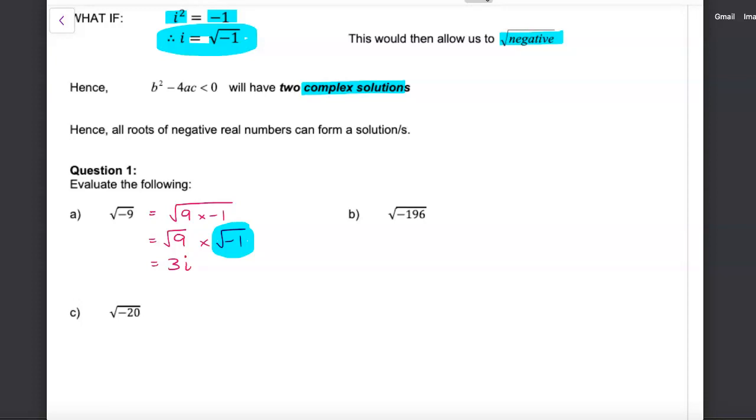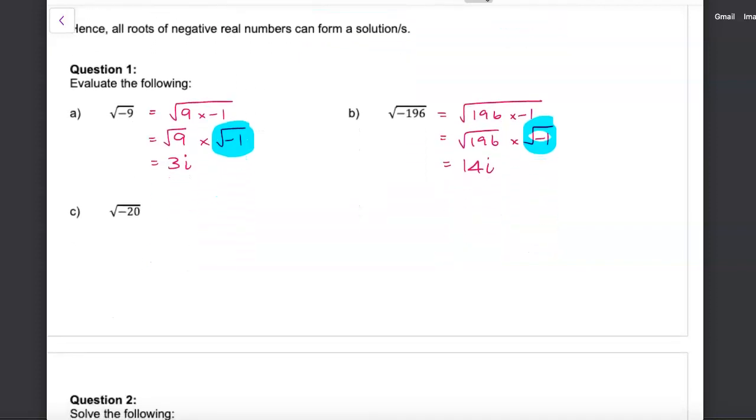If we have a look at part B, we've got the square root of negative 196. Well, this is just the square root of 196 times negative 1. We know the square root of 196 is 14, and the square root of negative 1 we can now define as i, so it's 14i.